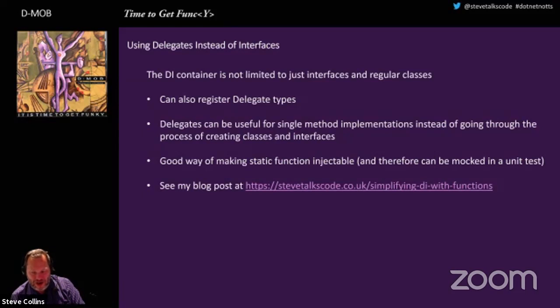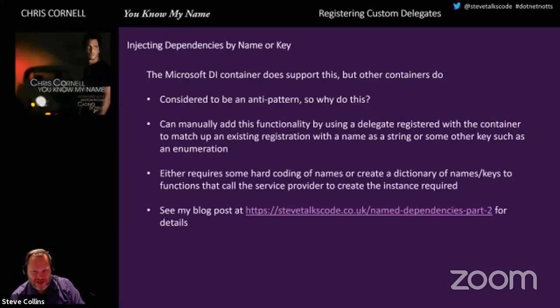I've got a URL there of the blog post I did with it, but that came off the back of another blog post I did, which was injecting by name or key. Now, this is considered a bit of an anti-pattern, so why would you do it? How I started investigating this was I had a project where I was consuming data, and depending on a particular value that came in on that data, which changed per row, the implementation of an interface I wanted to apply to transforming that particular row differed.